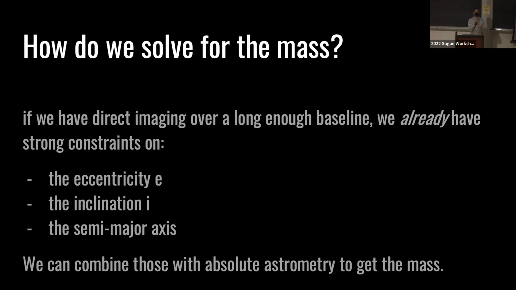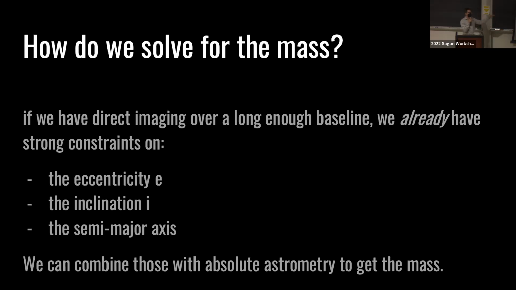So this should appear to you as being, wow, this is really simple. Like, this is super simple, because it is. And this is exactly what we did with HR 8799. So if you have direct imaging over a long baseline, you have good constraints on the orbits. You know the eccentricity, you know the inclination, you know the semi-major axis. You know the total mass. You just don't know the individual component masses.